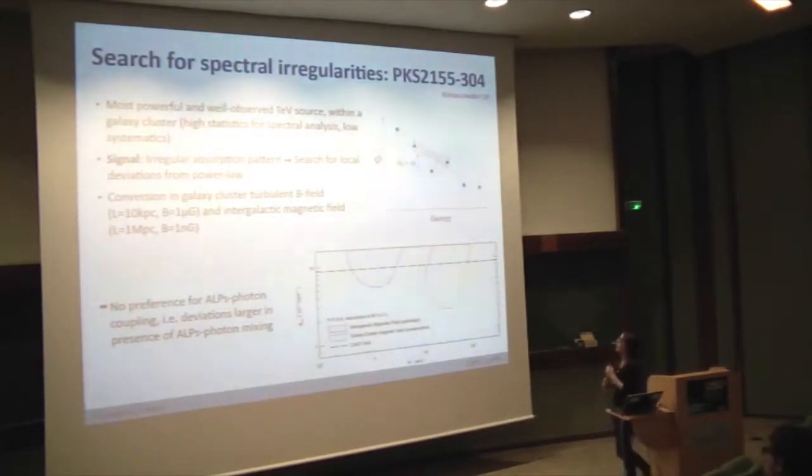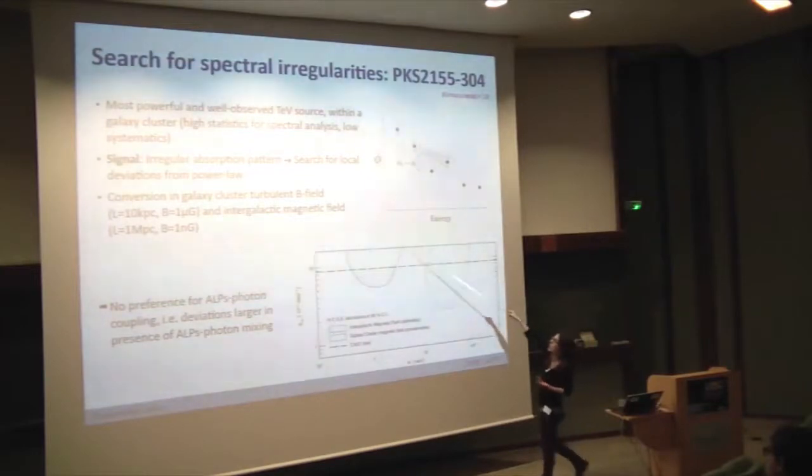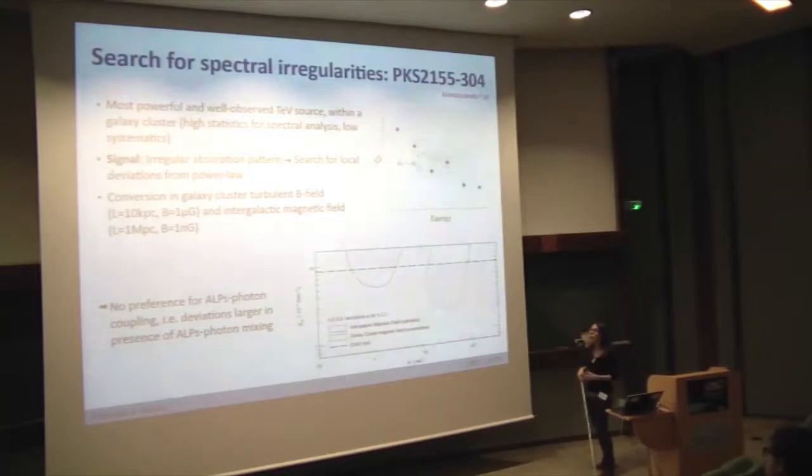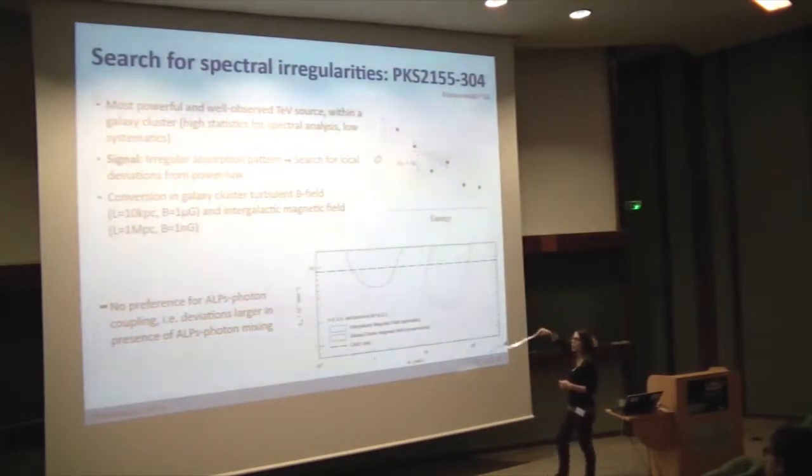So I will go through several searches that have been performed. The first one, also chronologically, was done by the HESS experiment by looking at this very bright AGN. What you do when you have a gamma ray source is that you measure spectral points. So this is the gamma ray flux as a function of energy, and these are the points that you detect and analyze with your telescope. And then what you want to do is to look for deviations above a power law in your data points.